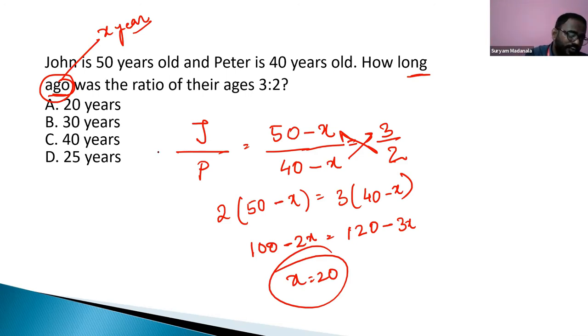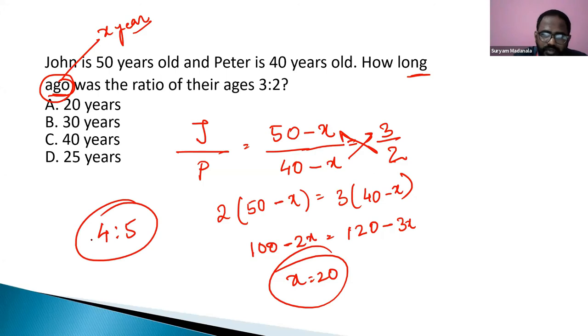Now, how long henceforth will they become 4 is to 5? What do you need to do? Thomas, they say that they are now 50 and 40. How long will it take for them to become 4 is to 5? Will that be possible, Robert? This is not possible because John's age is more than Peter's age. Here you have given John's age to be less than Peter's age. So it's not possible. Okay, Robert, clear?